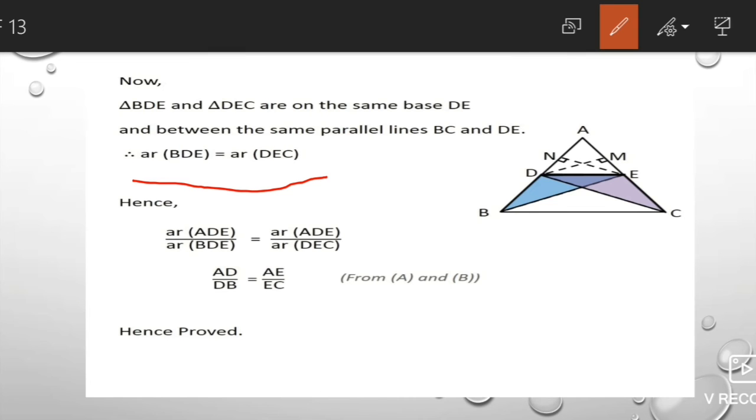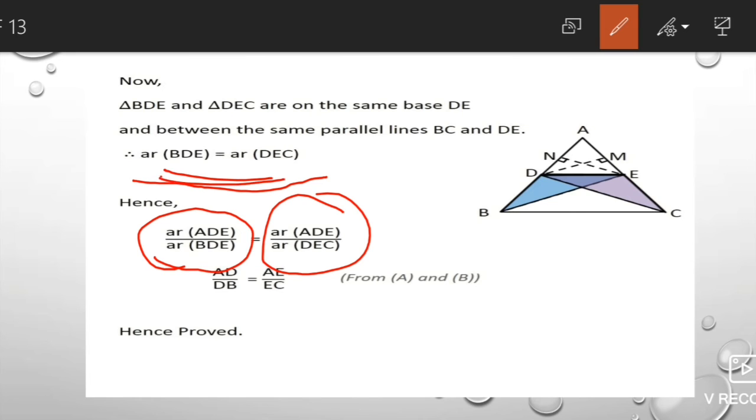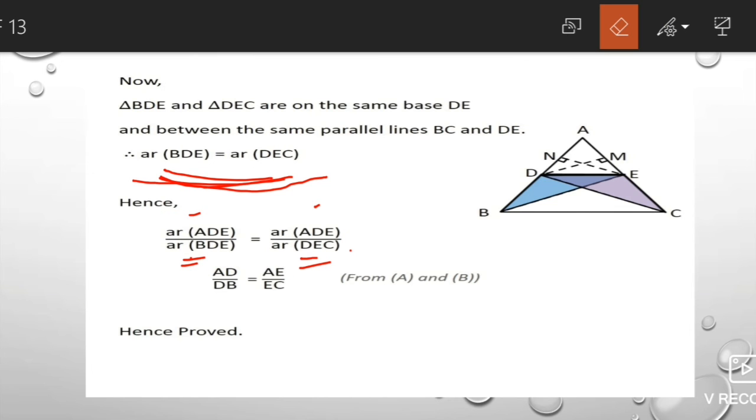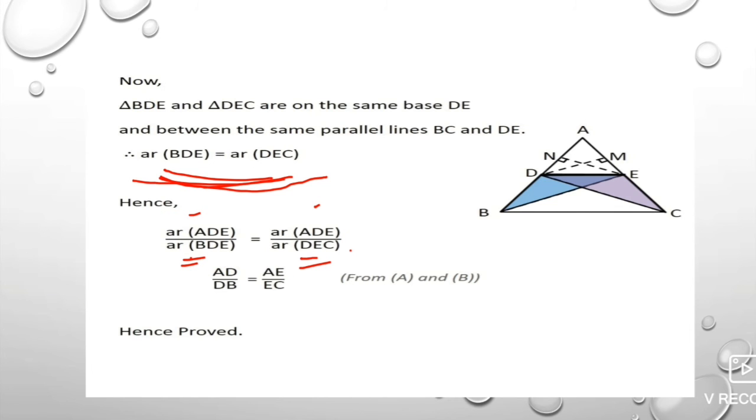So you can say that this ratio is equal to this ratio. Why? Because this one is equal, that means this denominator is equal to this denominator and the numerator is already equal. So this ratio is equal to this ratio. Okay, that means AD by DB is equal to AE by EC.